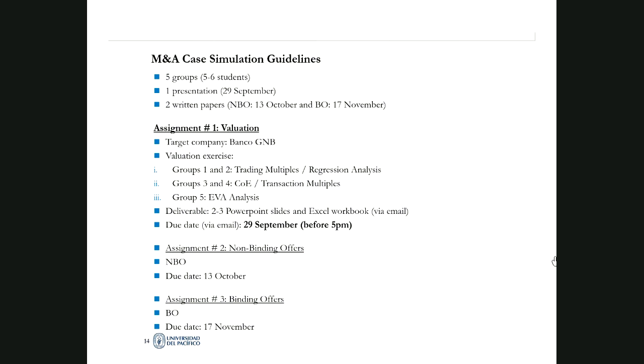We will discuss in a lot more detail, as I said, next class, the pages in PowerPoint and Excel that need to be considered for trading comps, regression, cost of equity, transaction comps, and EVA. We will discuss in the class what each of these valuation methods is exactly, specifically the EVA analysis and the regression analysis that we haven't yet discussed. And obviously, you can ask either next class or during the week before you need to present the slides, okay?